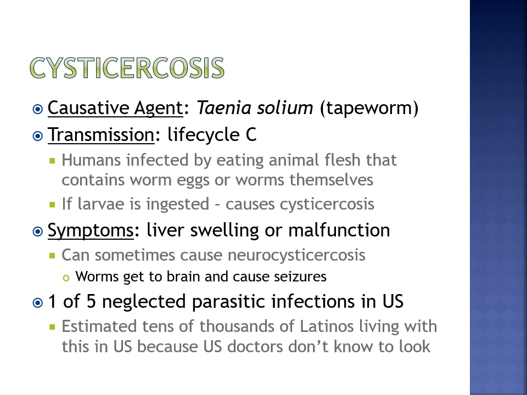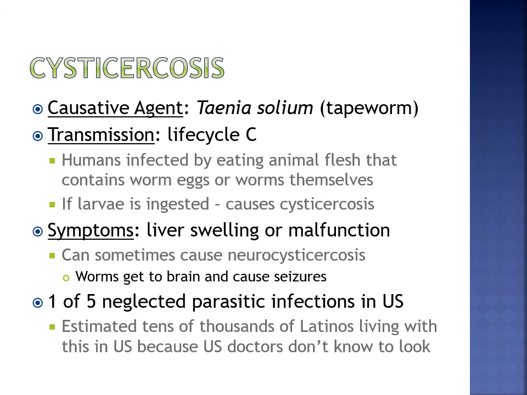Cysticercosis is an infection from a tapeworm, Taenia solium. This follows that C life cycle, where humans eat animal flesh that has the worm eggs or the actual baby worms themselves in it. Typically only if you ingest the baby worms, the larva, does it cause the disease, but sometimes the actual eggs can as well. It just depends on how close they are to hatching.